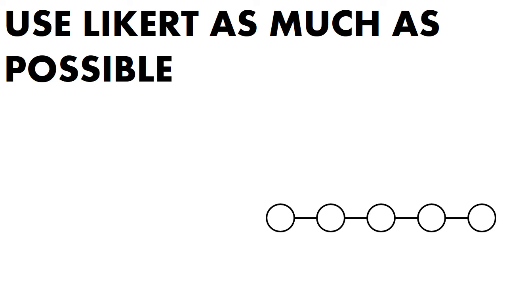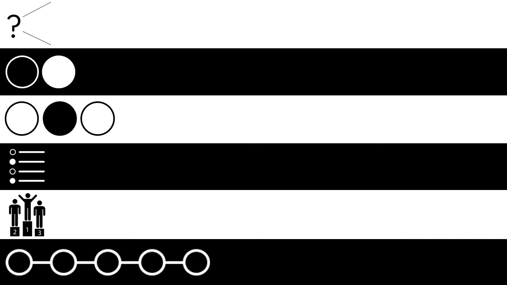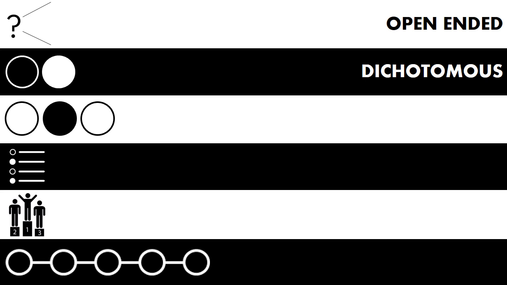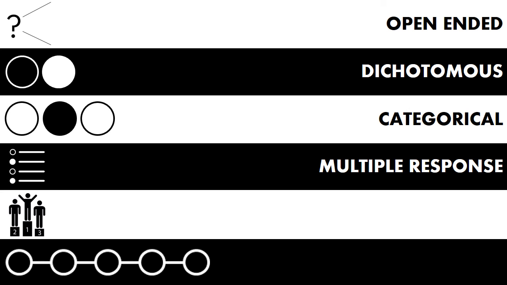That being said, Likert is one of the best options we have for survey response, so I would encourage you to use it as much as possible. So those are the 6 most common survey response types: open-ended, dichotomous, categorical, multiple response, ranking, and Likert.